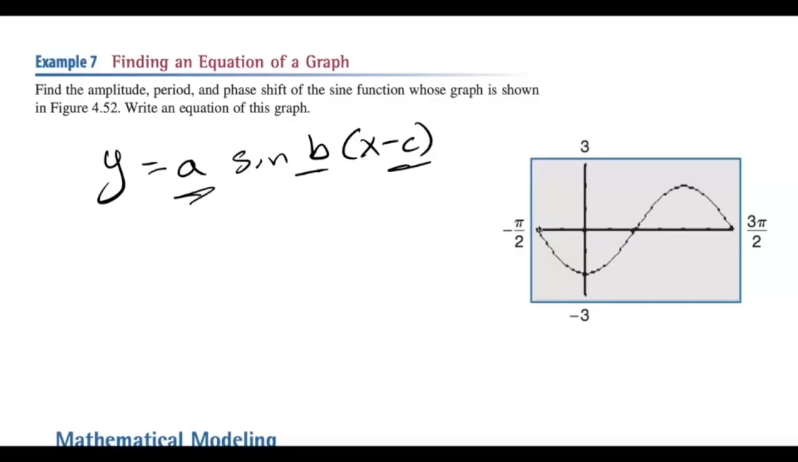A, amplitude, is probably the easiest one. It looks like, to me, those are the marks. It's kind of hard to see. I'd say it goes up to 2 and down to -2. Their amp is 2 because it goes up to 2 and down to -2.